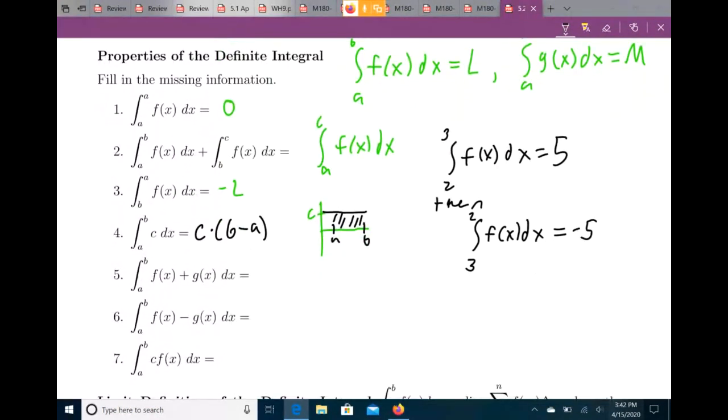The area under the curve from a to b, if I add two functions together, is the same thing as just taking the integrals separately. And if I take the difference of two functions, it's the same thing as taking the difference of the definite integrals.